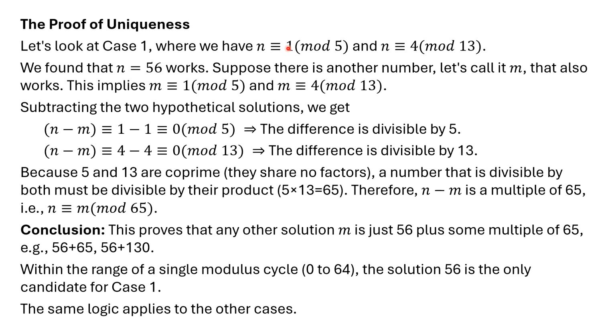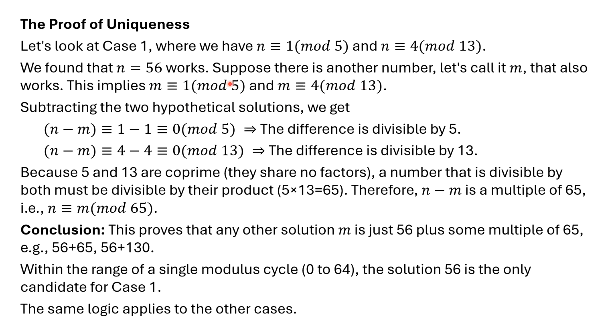On this slide, I'm going to show uniqueness in case 1, and a similar argument I'll show for the other 3 cases. And this will prove that we've found all the solutions. So in case 1, we had that m was congruent to 1 mod 5, and m was congruent to 4 mod 13. And as you recall, we found that n equals 56 worked. So assume there is another number, let's call it m, that also works. This implies that m satisfies these 2 conditions. So m equals 1 mod 5 and m equals 4 mod 13.